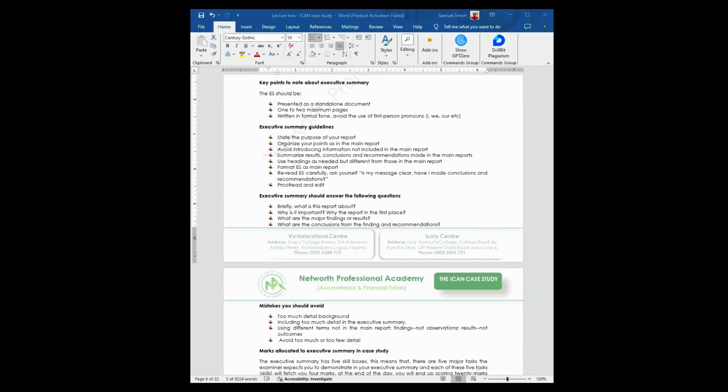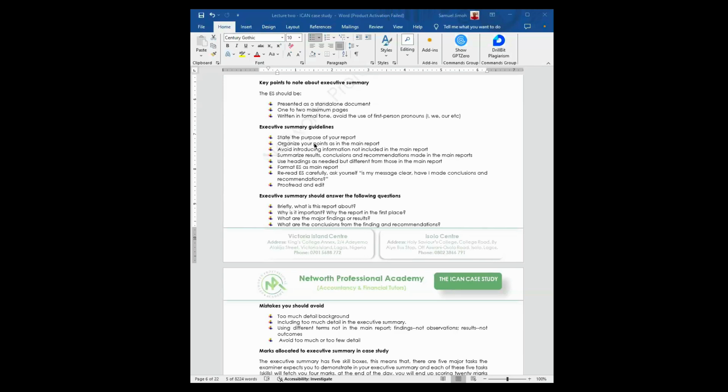You are only repeating most of the things that you have written down in the report. So a page should be okay for your executive summary. It should be written in formal tone, just like you have written your report in a formal report. And you should avoid using first person pronouns such as I, we, like: I have done this analysis, we have done this analysis.